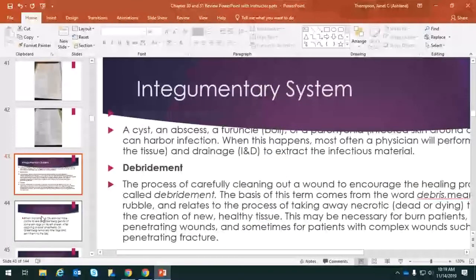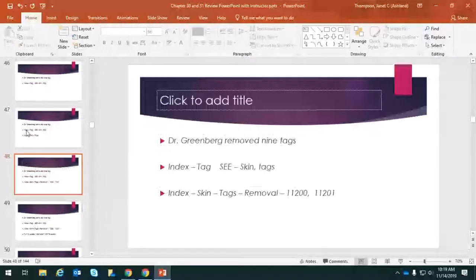Mohs, M-O-H-S, Mohs micrographic surgery. All right, we're going to look at our first coding scenario.